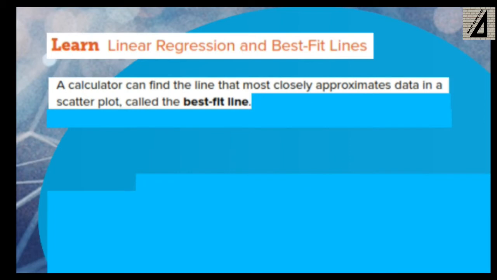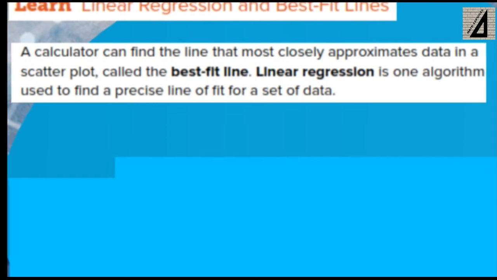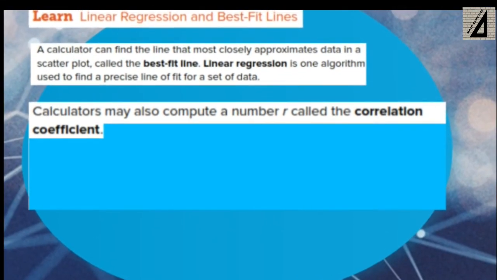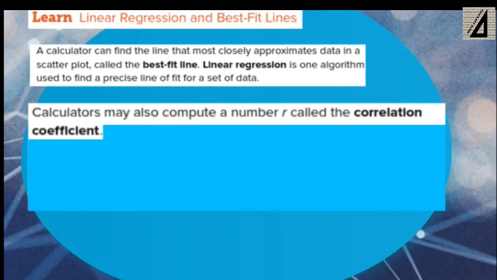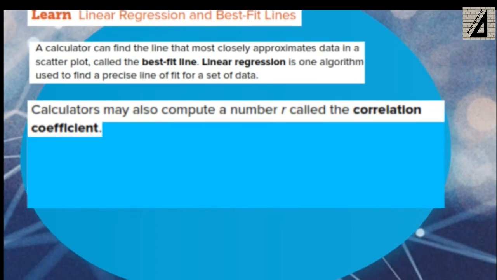A calculator can find the line that most closely approximates data in a scatter plot, called the best fit line. So the calculator can do this for us. Linear regression is one algorithm used to find a precise line of fit for a set of data. Calculators may also compute a number R called the correlation coefficient. And now we are going to talk about R.